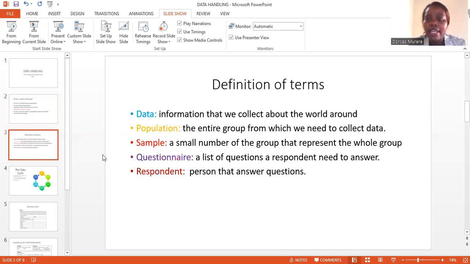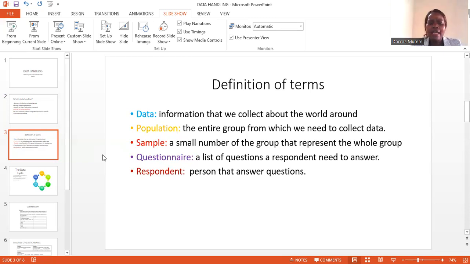This slide has definitions that we are going to use throughout this topic. The first definition is data. Data is just information that we collect about the world around us. Any information that you collect might be the shoe size of the learners in your class. That's data. Data involves a lot of things. You can even collect data about the age of learners in your class. So that's data.